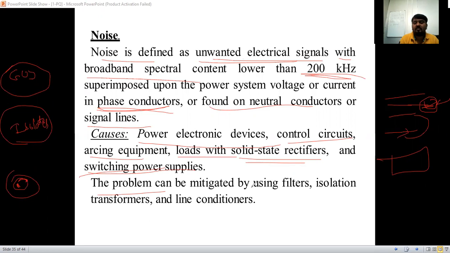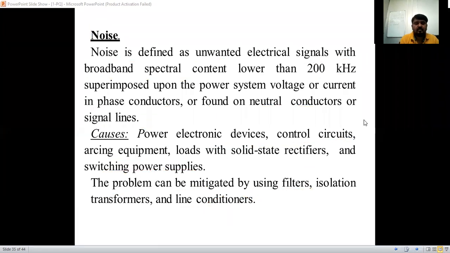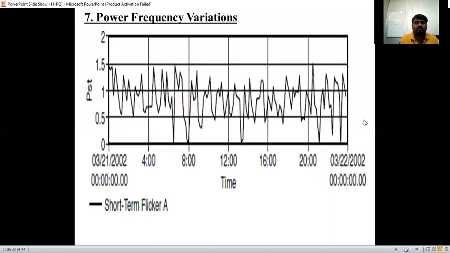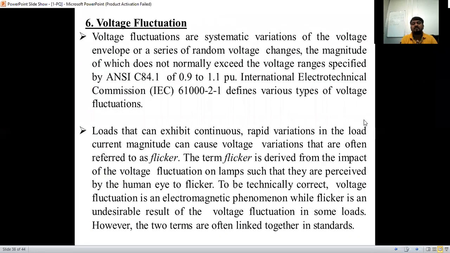The problem can be mitigated by using filters here now. Obviously, isolation transformers and line conditioners are there. By using a line conditioner, isolation transformers, and filters, we can mitigate this type of noise. So it completes the waveform distortion. Now, the sixth one is voltage fluctuations.